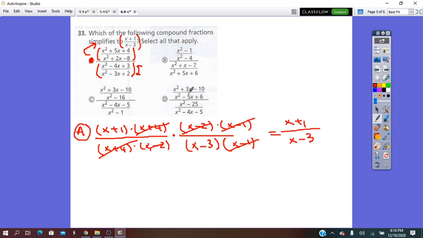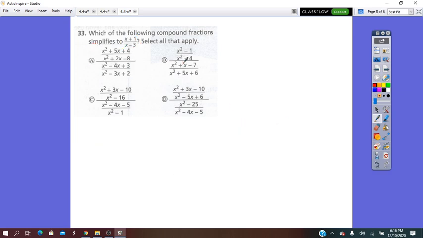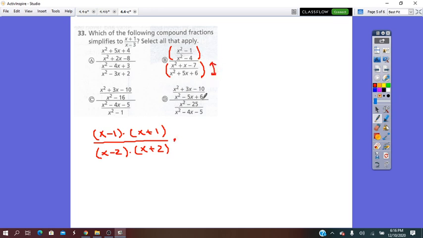I will take B in the same way. Numerator, denominator, and each one of them to factor. Already they are given in simplest form. x squared minus 1 is x minus 1 times x plus 1, over x squared minus 4, x minus 2 times x plus 2. Divide changes into times the reciprocal. So let's see. What times what is 6, and when we add, it's 5? It's 2 and 3. So x plus 2 times x plus 3.